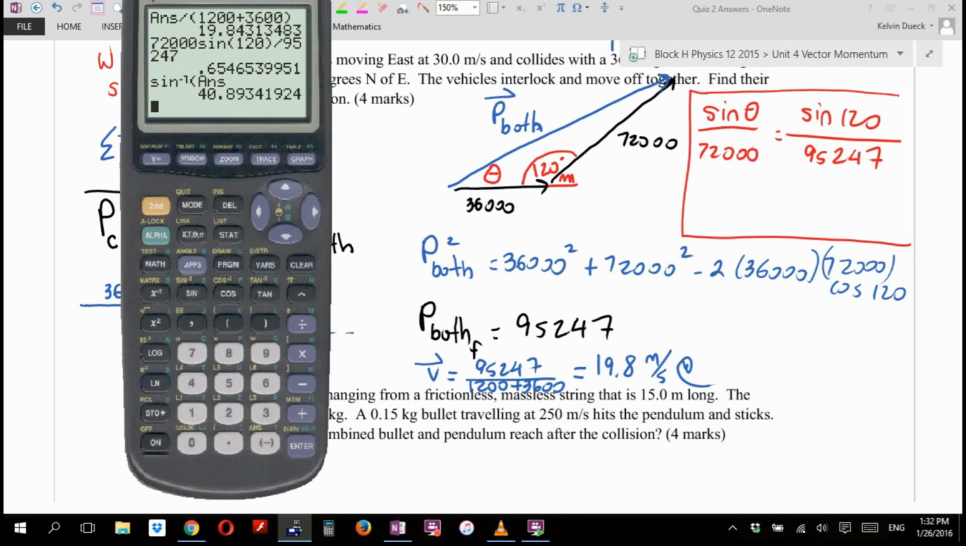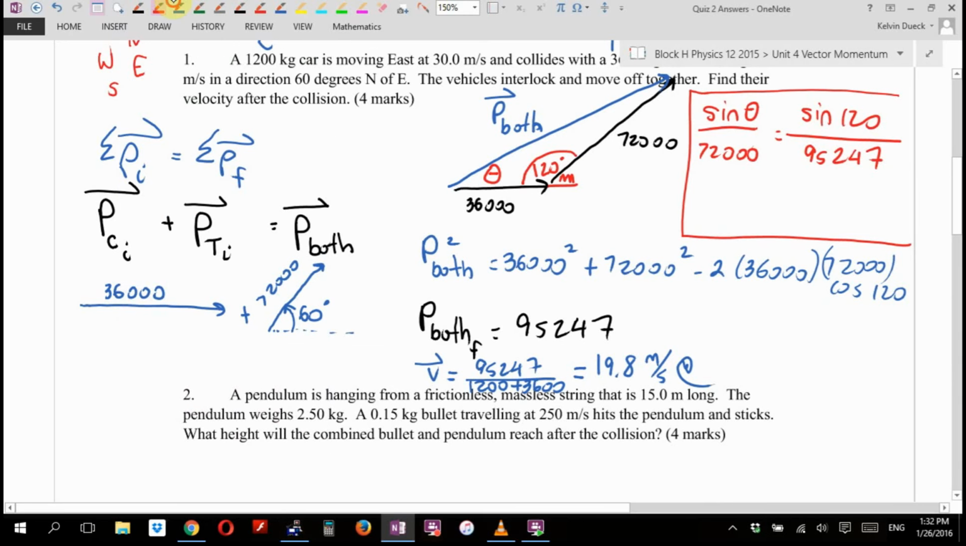I'll go 41. Vikas, you going to make it? Yep. It's a long blink. 41 degrees. What of what? North of south, east of west? What of what? East of north or north of east? North of east. Good. If you got that, 4 out of 4.